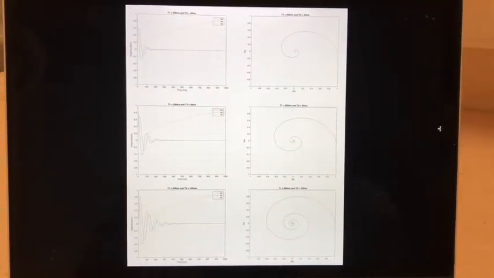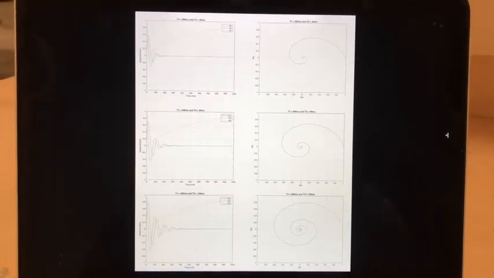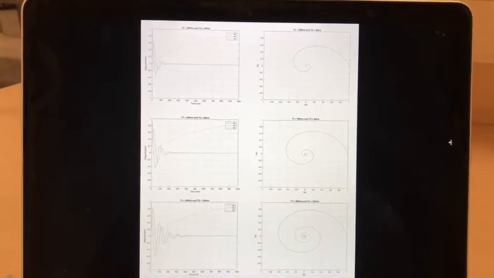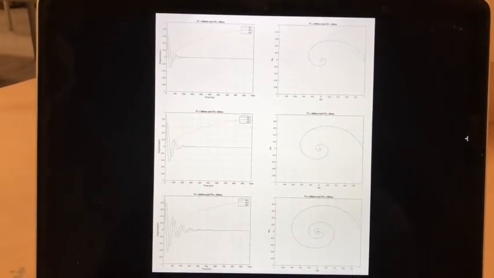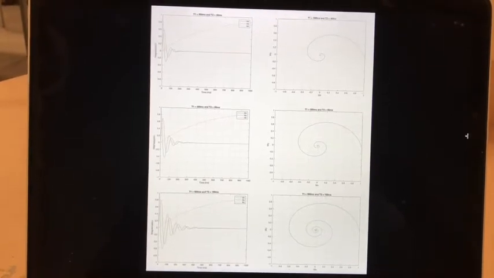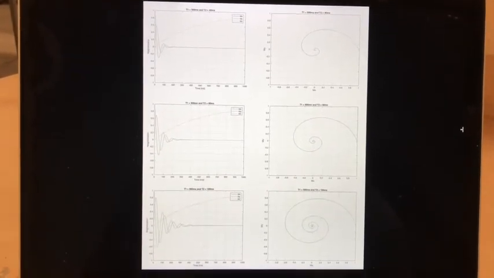Now let's talk about the effects of T2. While keeping T1 constant, when you change T2, you can observe the effects on the precession movement on the right. Notice that as T2 gets larger, the precession movement becomes longer as well.